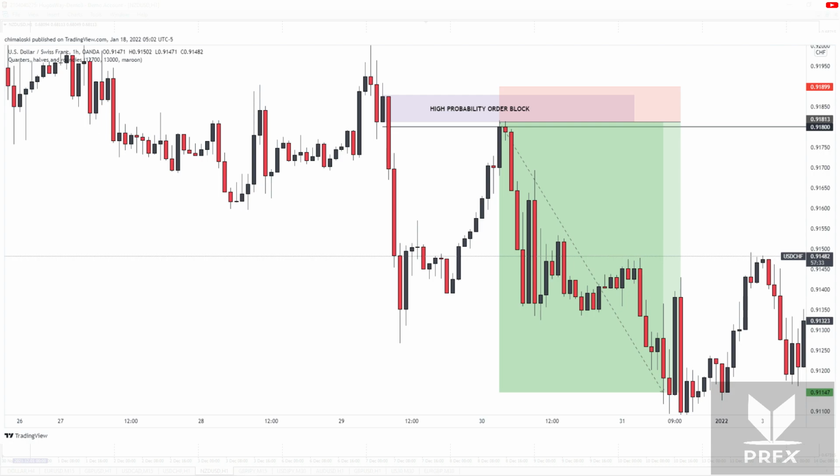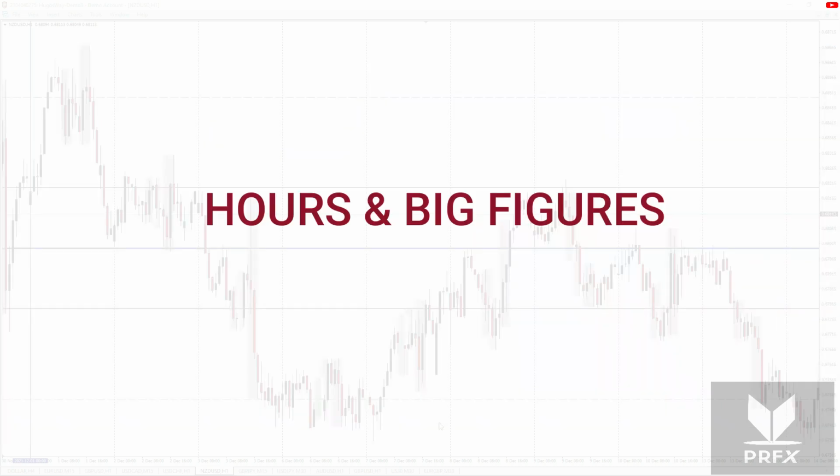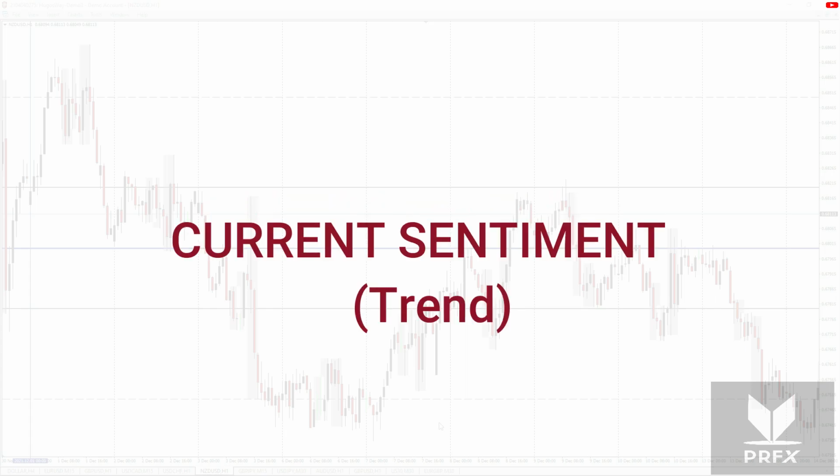Now, the first is hours and big figures. Yes, and we're going to break this down. And the second would be current sentiment of the market or the trend. Two simple things: hours and big figures, and the current sentiment of the market.